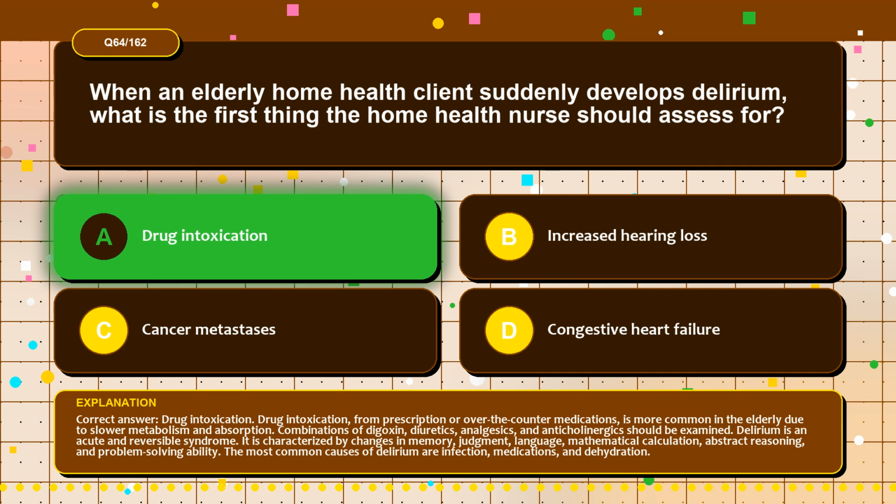Delirium is an acute and reversible syndrome. It is characterized by changes in memory, judgment, language, mathematical calculation, abstract reasoning, and problem-solving ability. The most common causes of delirium are infection, medications, and dehydration.